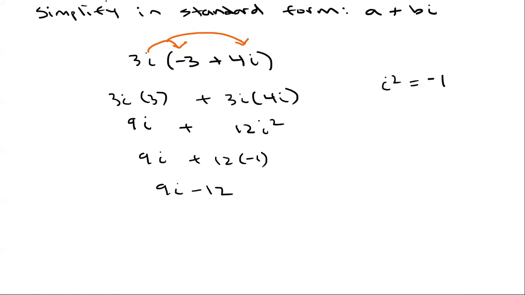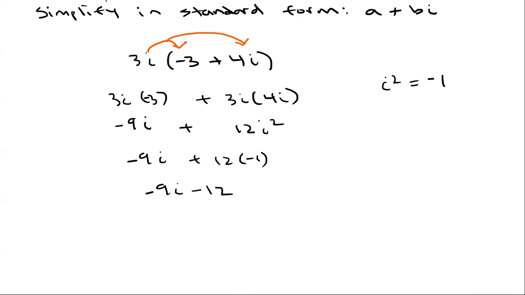Oh, one thing, again, we have a negative here. So let me go back here. We have 3i times -3, so I should have written down 3i times -3. That's a negative 9i, a negative 9i, and negative 9i.